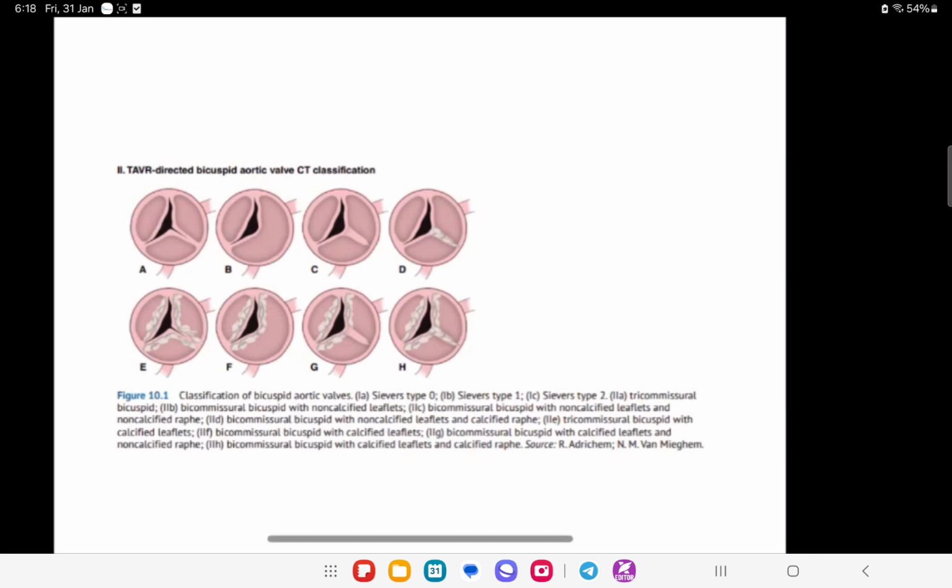This is a picture showing the classification of bicuspid aortic valve. 1B is Sievers type 1, and 1C is Sievers type 2. Tricuspid, whereas 2A is tricommissural bicuspid, and 2B is bicommissural bicuspid with non-calcified leaflets.